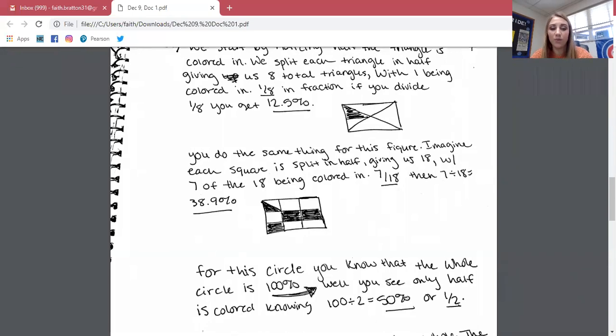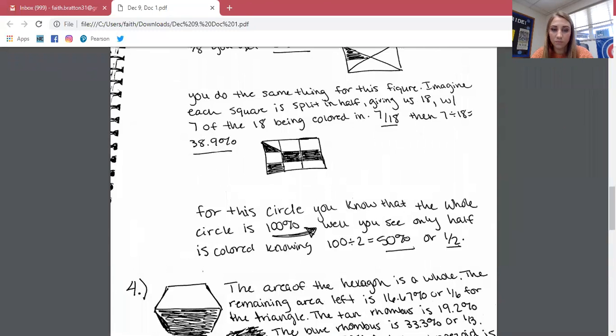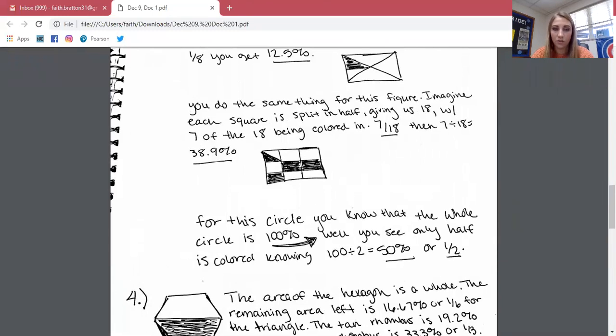Okay, for the next one, with this circle, I did not draw the circle. For this circle, you know that the whole circle is 100%. You see that only half of it is colored in, and half of 100 is 50. So 100 divided by 2 is 50%, or 1/2.